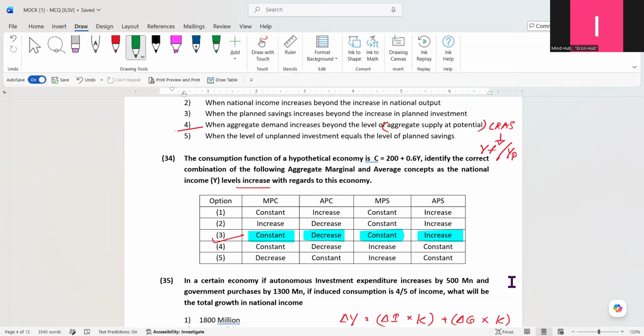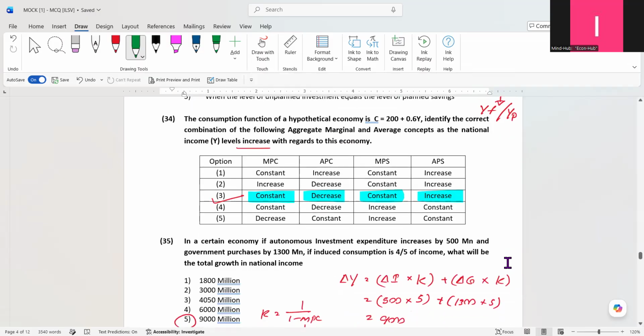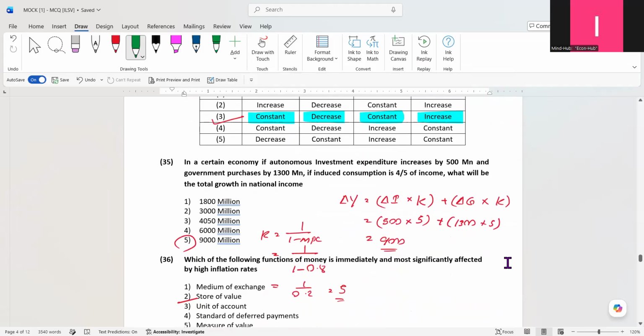We will learn all of this in the tools, and in your respective rapid macro classes, we have learned these things as well. National income and average propensity to consume, negative relationship. So when income increases, APC decreases. APS and income, positive relationship. Income increases, APS increases. Correct answer number 3. Once you learn the tools, this becomes very easy. 35.